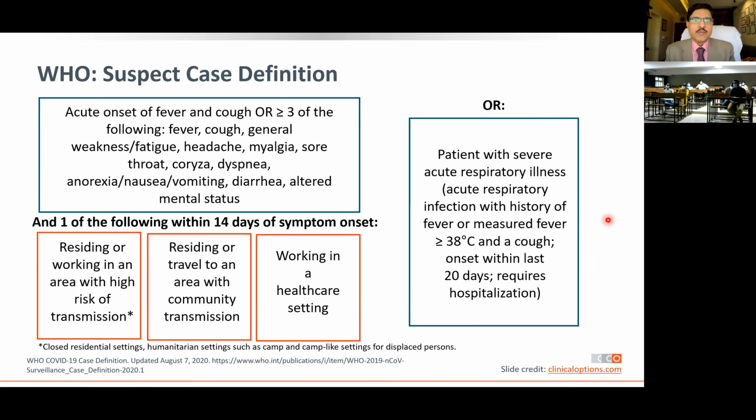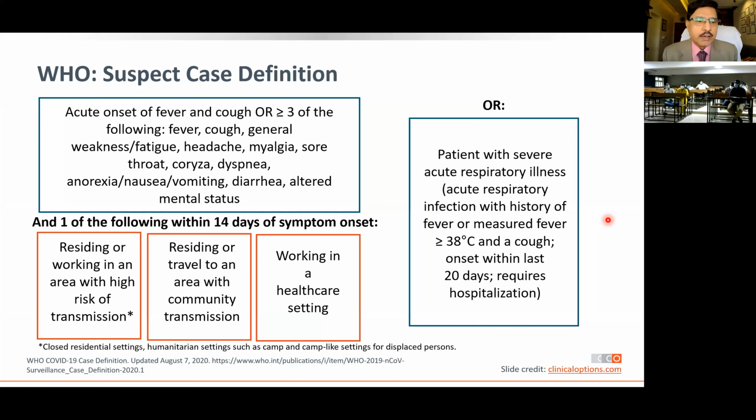Okay. The case definition is whether somebody has got fever and cough. That's straight away an indication. Or somebody has got any three of the following that are listed there, and one of the following within the 14 days of symptom onset. Suppose I have a cold, I don't have any exposure at all, I have not gone out anywhere, I have not contacted anybody with COVID. The chances of disease are very unlikely, isn't it?